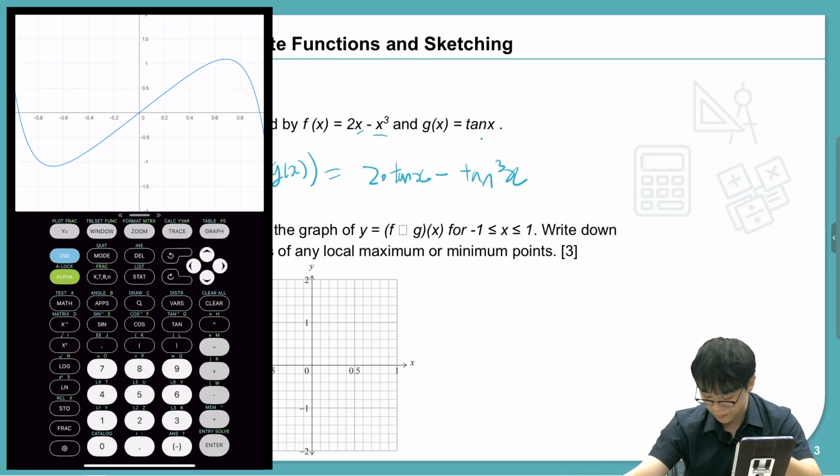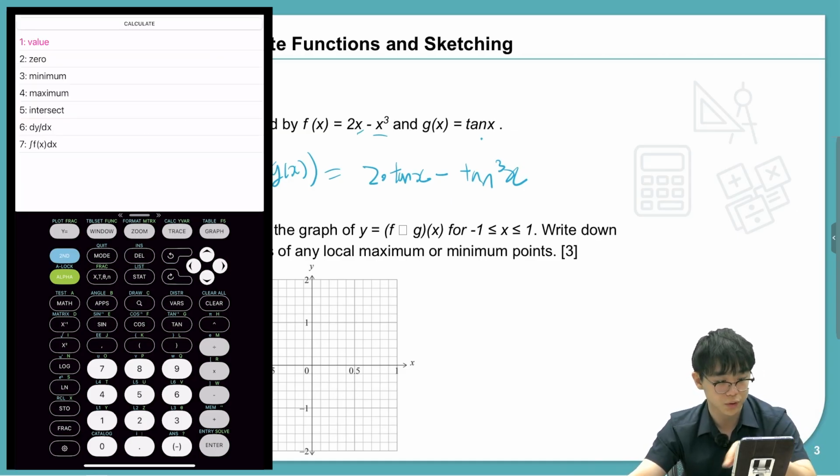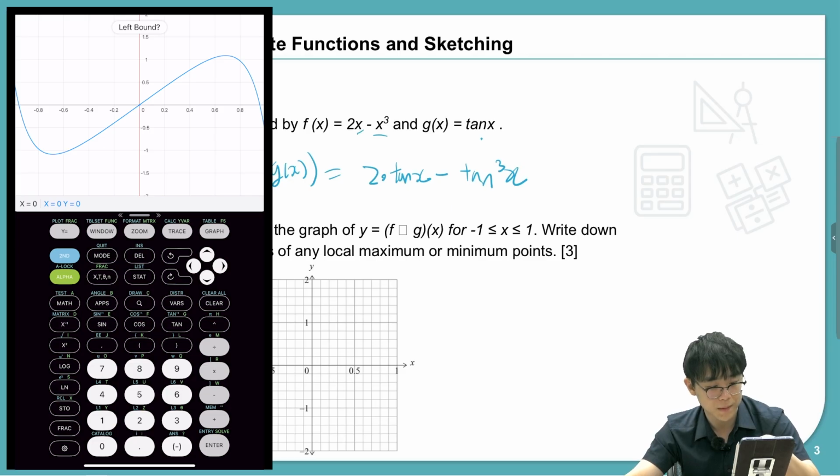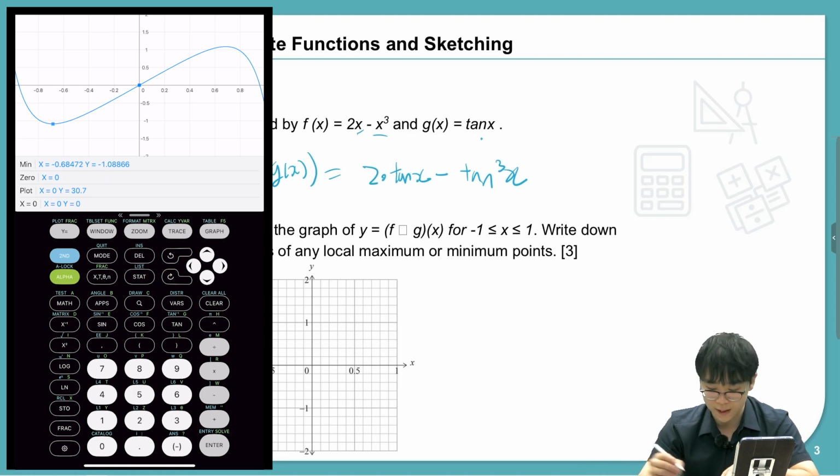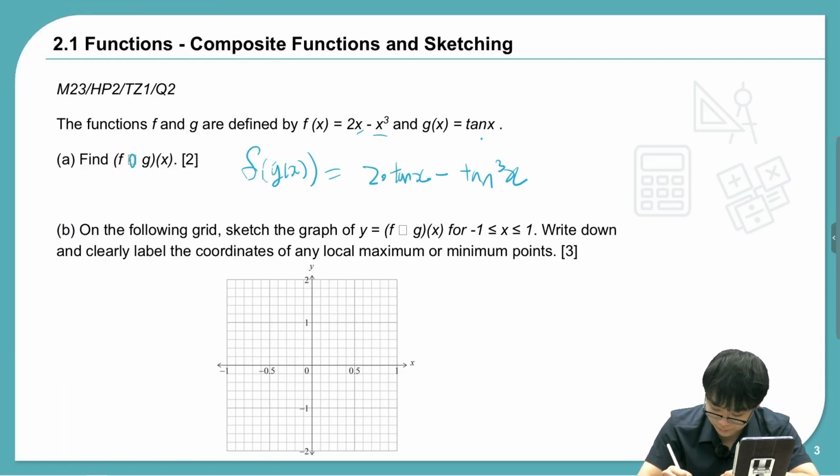It says label any local maximum or minimum point. So we can do second trace minimum. So the left bound, let's say, is like -1. Right bound, we'll say, is 0. That gives us a negative point. So it's negative 0.685 and negative 1.09 if you do the sig figs. So we'd have the point around here.